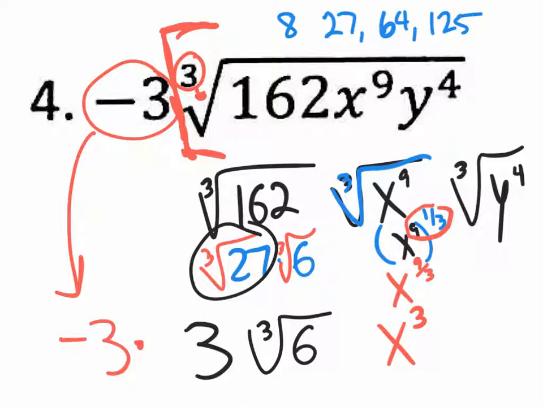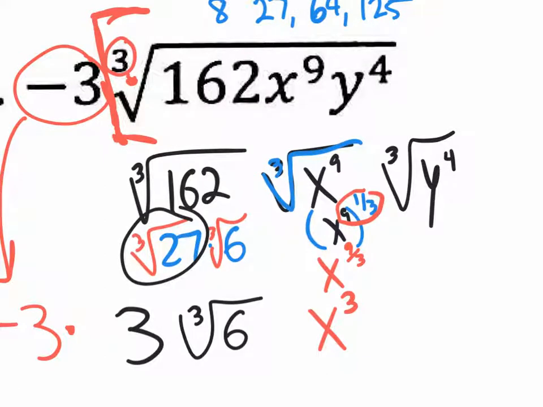Now the last one's not that easy, that third root of y to the 4th. See, you want this power to be divisible by 3, and it's not. So what are we going to do? We're going to rewrite it with multiplication to get something that's divisible by 3 right here. Y to the third times y to the 1. That's really y to the 4th, right? Both of these add up to give you 4. So I rewrite it to that.